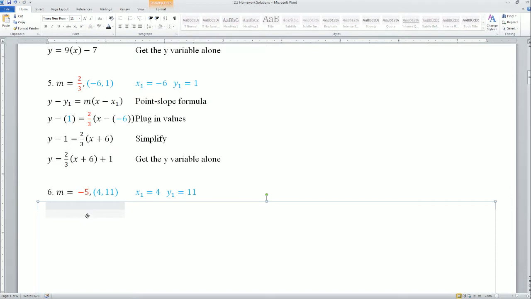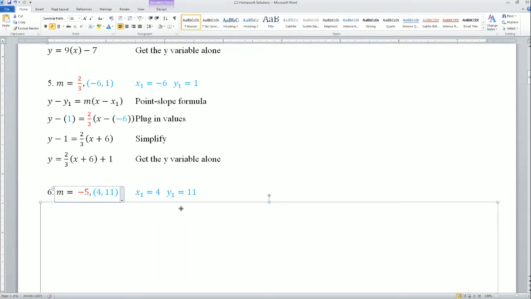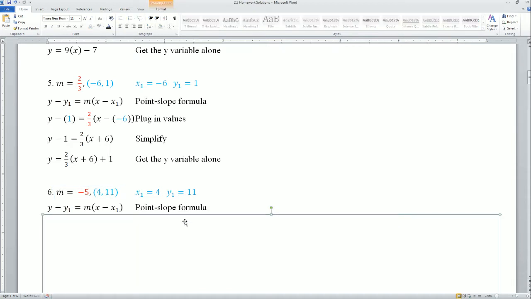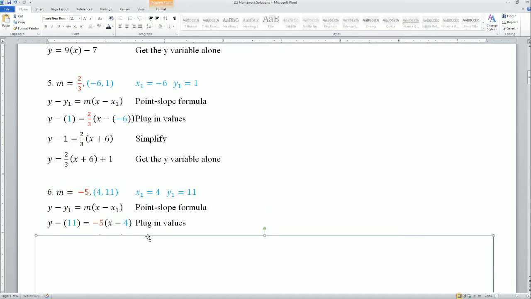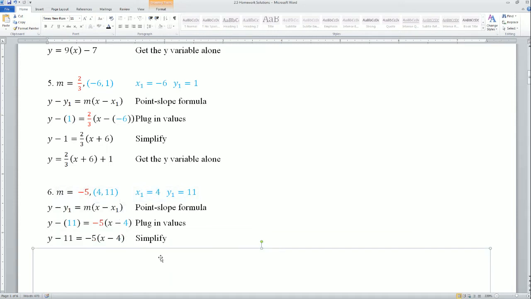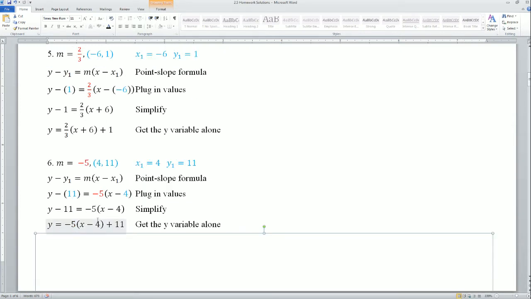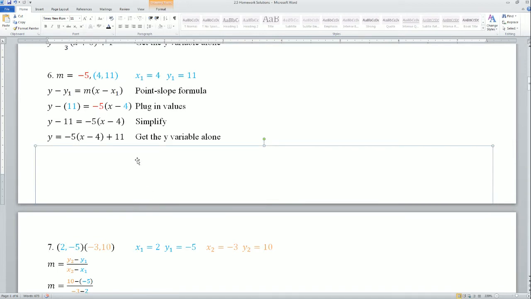All right, 6. Here's my slope. Label my point: x1 equals 4, y1 equals 11. Write my point-slope formula and make my substitution. y1 plugs in as 11, x1 is 4, and m is -5. Simplify: y minus 11 equals -5 parentheses x minus 4. Add 11 to both sides to get the variable alone.